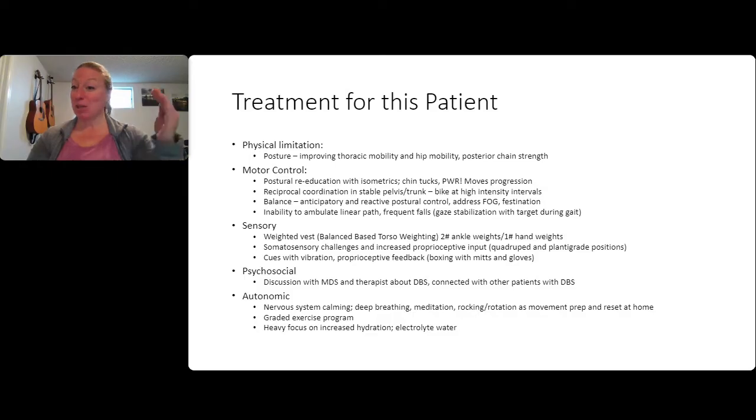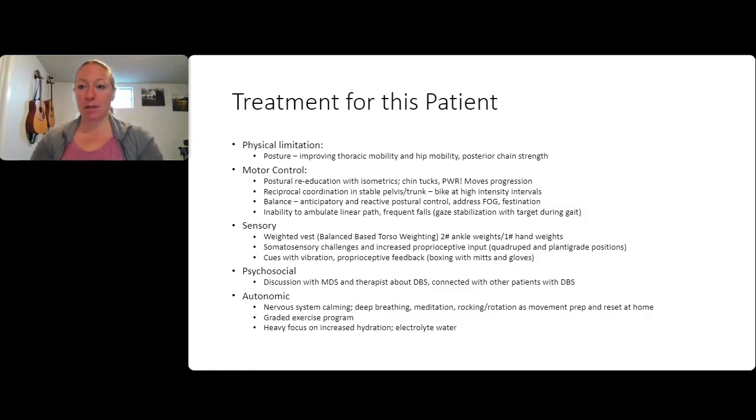And then we used some of the same strategies we just talked about as well. So sensory weighted vest, 2-pound ankle weights worked really well for him. Increasing proprioceptive input with a lot of weight bearing and closed chain positions. And we did a lot of boxing with vibration and proprioceptive input. So using gloves and mitts and a punching bag. That worked really well for him, and working on control and grading his movement with that. And we worked closely with his movement disorder specialist with his medications, and we showed you the medication tracking sheet. That made a huge difference.